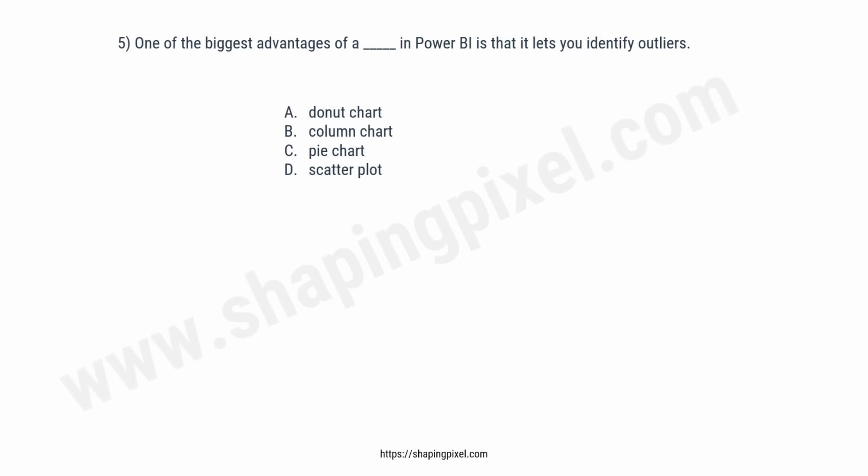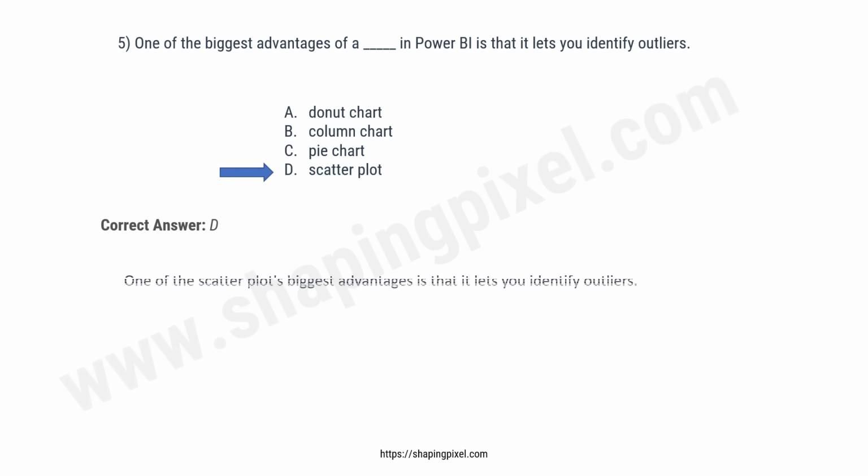Question number 5. One of the biggest advantages of a dash in Power BI is that it lets you identify outliers. And we have four options: donut chart, column chart, pie chart, and scatter plot. The right answer here is option D, scatter plot. One of the scatter plot's biggest advantages is that it lets you identify outliers.